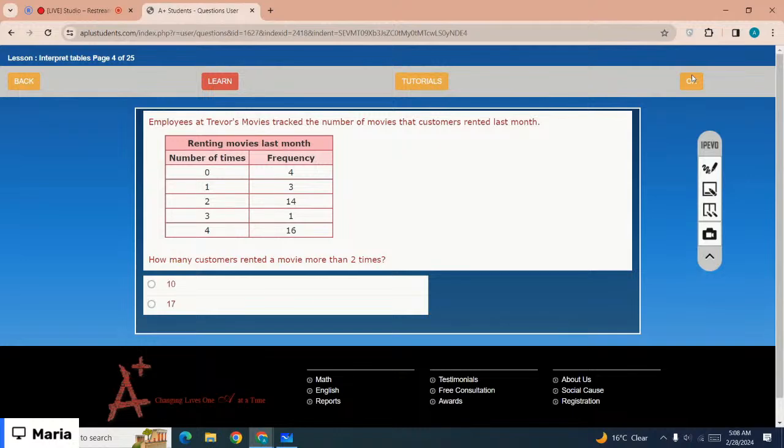Okay, the next one is: employees at Trevor's Movies track the number of movies that customers rented last month. So how many customers rented a movie more than two times? Which is the correct option?